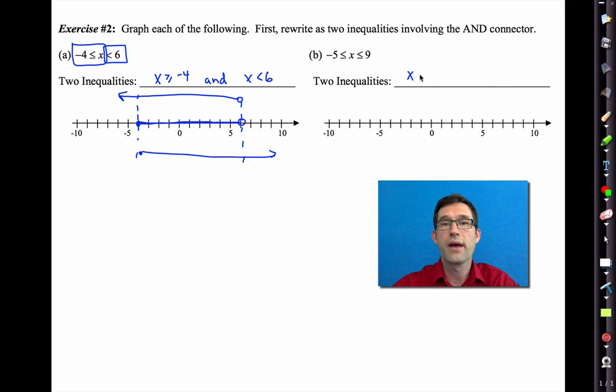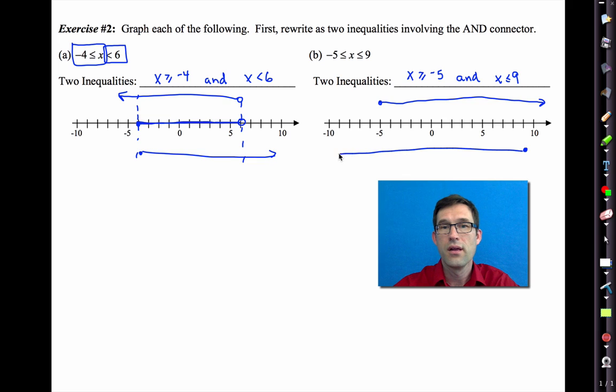Likewise, this one. X is greater than or equal to -5. And x is less than or equal to 9. Right? So again, kind of like this. Beautifully drawn. Like this. So the overlap is here. And fill in. All right. That's it. So really, this is more convention than anything else.